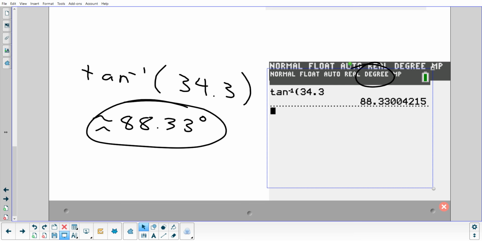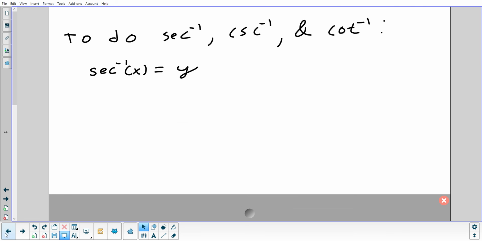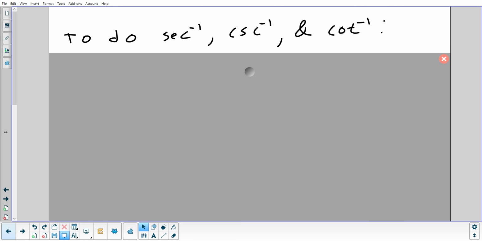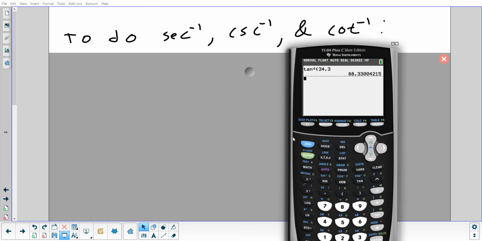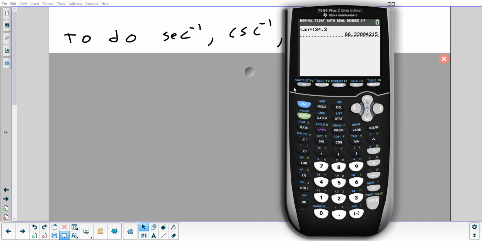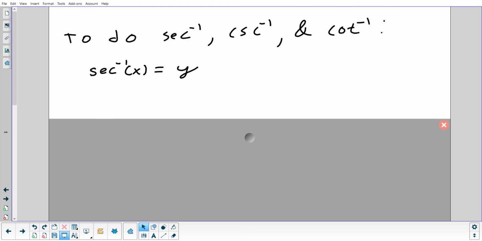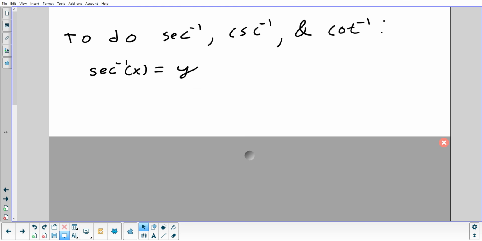Anybody have any questions on how you do that in radians? It's just changing the mode. All right, let's take a look at the last thing. Inverse secant, inverse cosecant, inverse cotangent. Just like regular secant, regular cosecant, and regular cotangent, do you see buttons for those three on here? No. You don't have a button for it. So, how do we type it in?